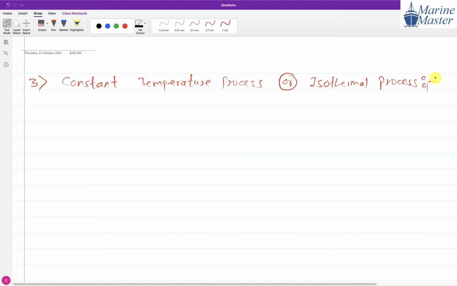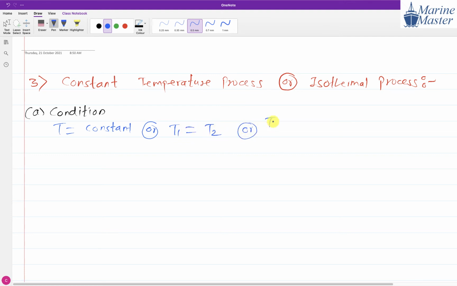Okay, sir. Now here, our A point is what? Condition. What will be the condition here? We can say T1 will be T, constant. Or we can say initial temperature is equal to final temperature, or final temperature divided by initial temperature is equal to 1.